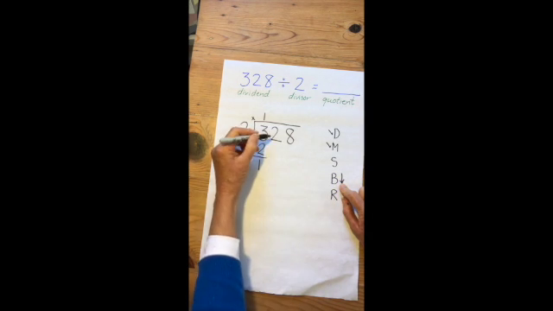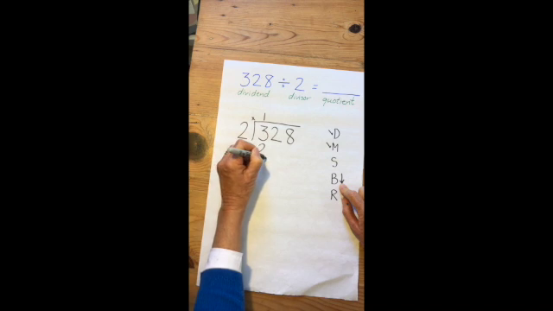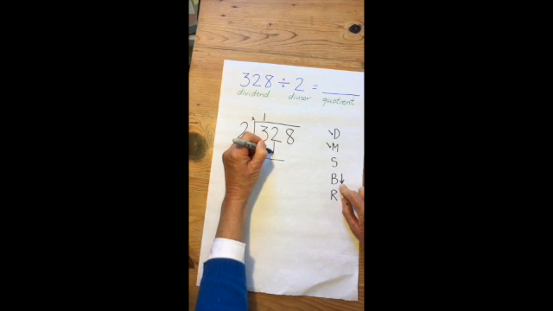And now it says I need to bring down, so I'm going to bring this down. Remember, it's like a claw, and it drops the 2 right at that line.